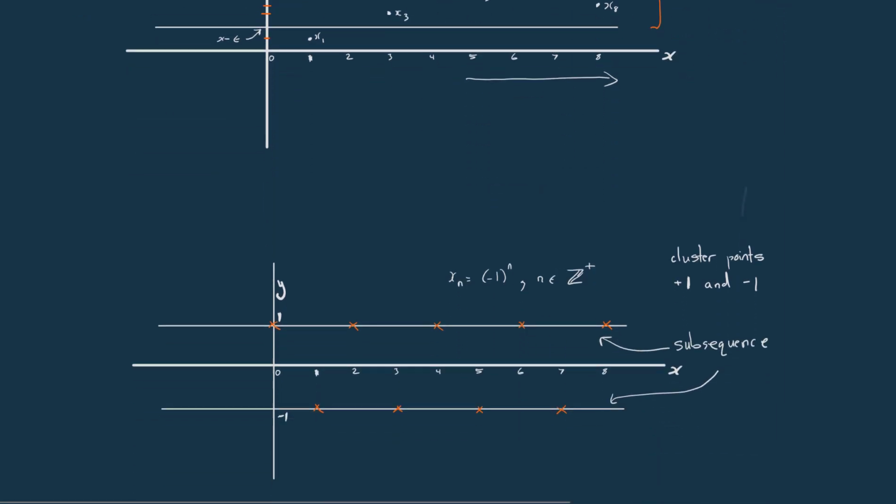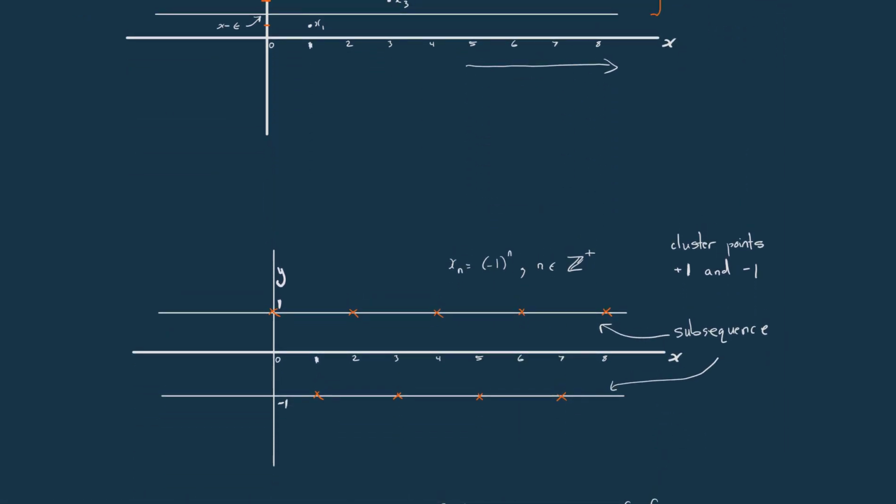To take an example, observe this sequence x_n equals minus 1 to the power of n, where n is an integer. This sequence actually consists of two subsequences because it alternates between the values 1 and minus 1. It has a subsequence consisting of all ones if you take all the indexes to be even integers, and a subsequence consisting of all minus ones if you take all the odd integers as indexes. Each of these values, 1 and minus 1, is a cluster point, but this sequence does not have a limit. So it has two cluster points and no limit.